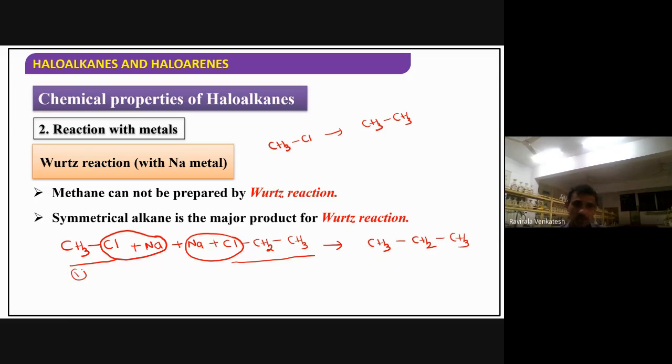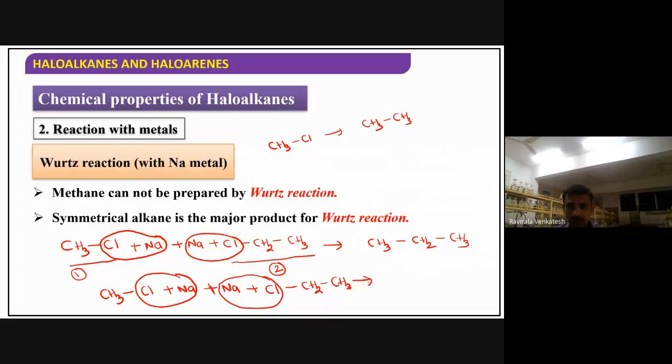Here one carbon, here two carbons, total three carbons will join to give propane. But there is a chance of having it like this also. CH3Cl plus sodium, again sodium plus Cl, CH2, CH3. Now here NaCl is removed and here NaCl is removed. So we are going to get CH3, CH2.